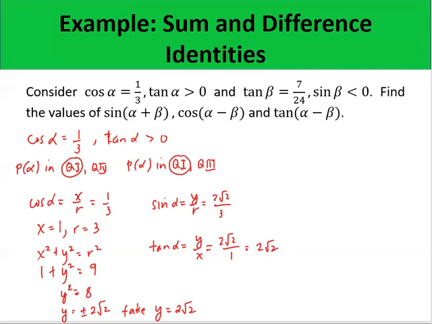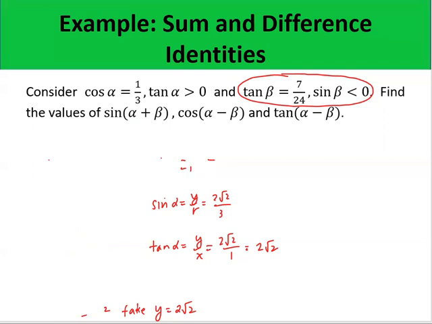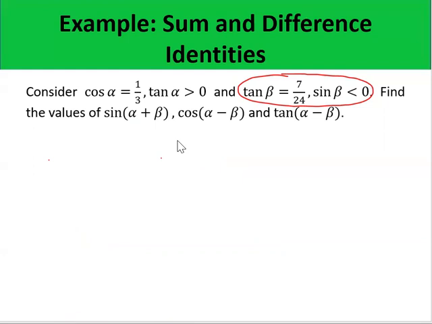Now, for the information regarding beta, we will use this time the information for tangent beta and sine beta is less than 0. So this means that we're going to erase this first so that we can have a clear sheet to write on. And this is for the beta information. So here, the information is tangent of beta is equal to positive 7 over 24.